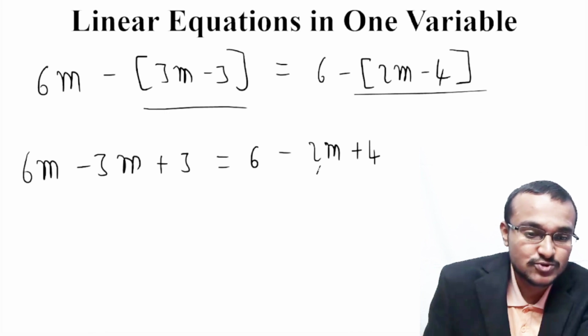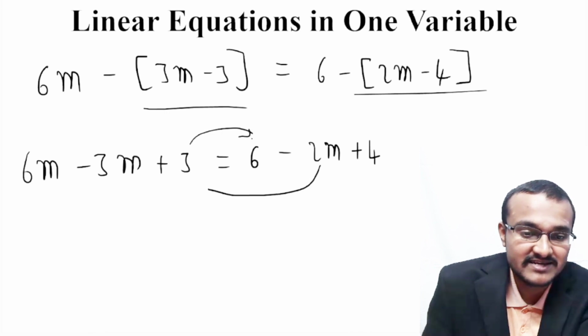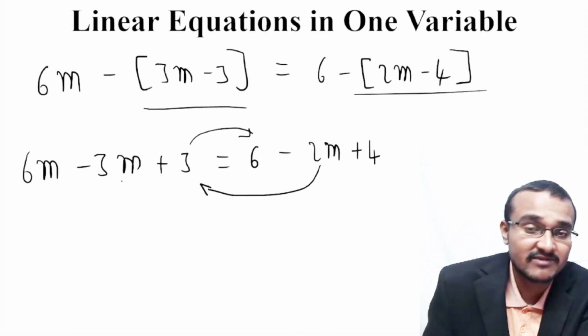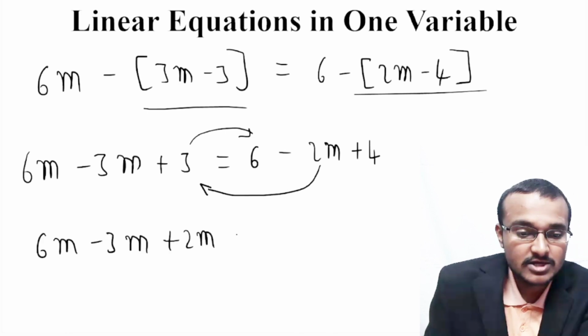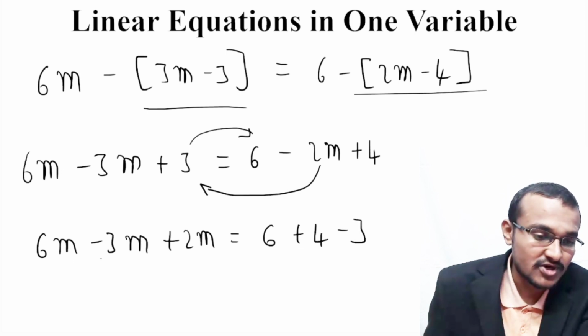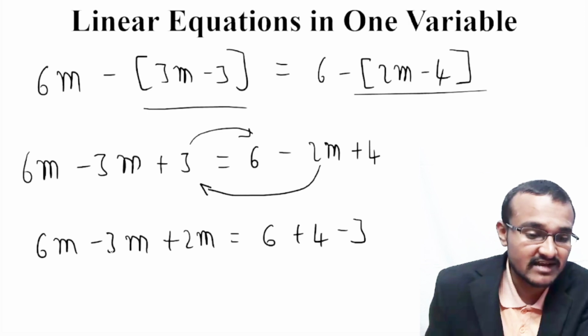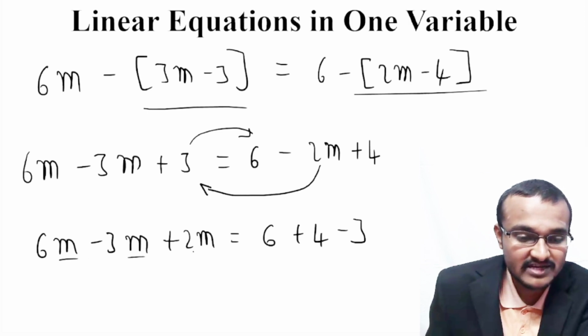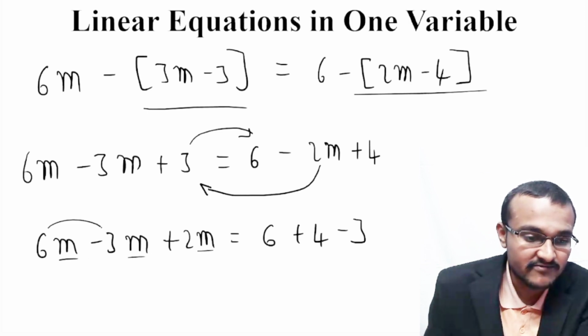So now you can bring this 2m to LHS and this 3 to RHS. So when you bring your 2m to LHS, minus 2m will become plus 2m. So when you bring this 3 to RHS, then 3 will become minus 3. So 6 plus 4 minus 3. So when you solve this particular equation, you will get the value for m. Here you have m as common variable for all these three numbers. So you can perform subtraction and addition with these three numbers.